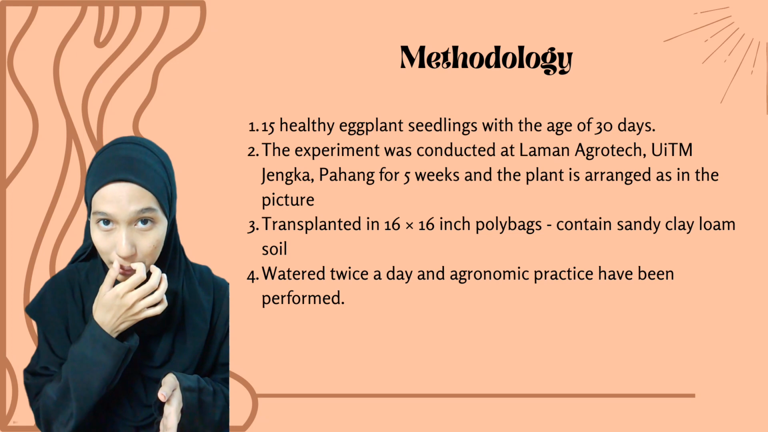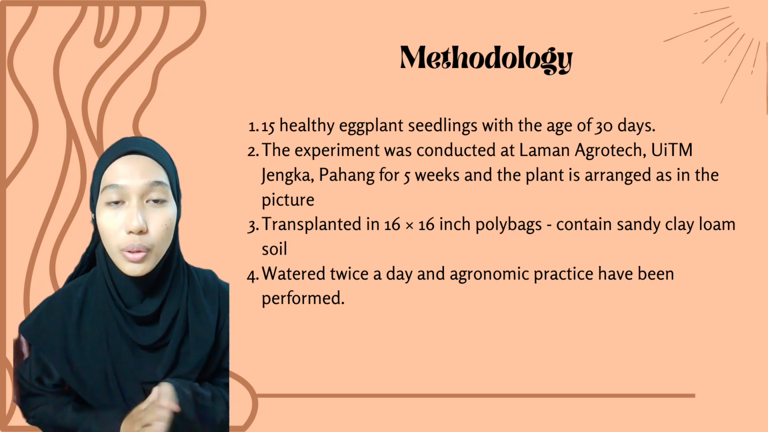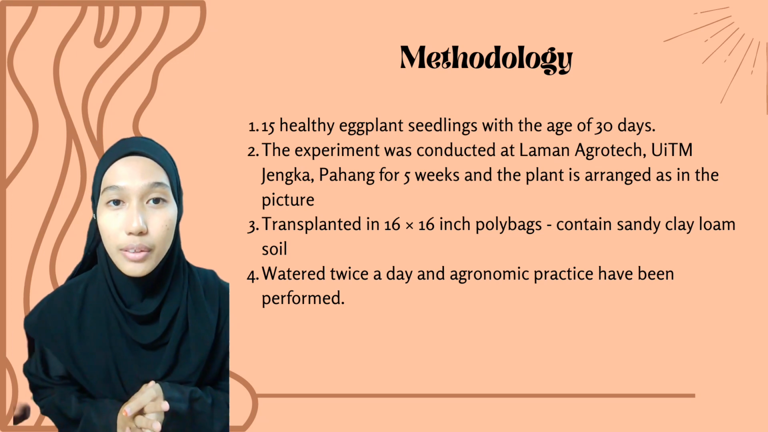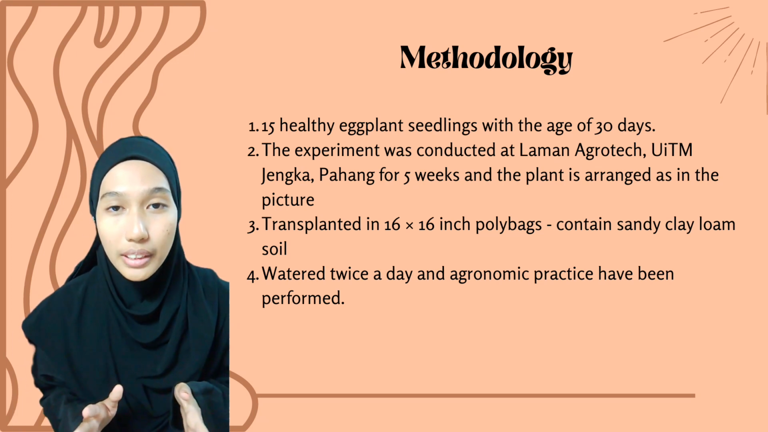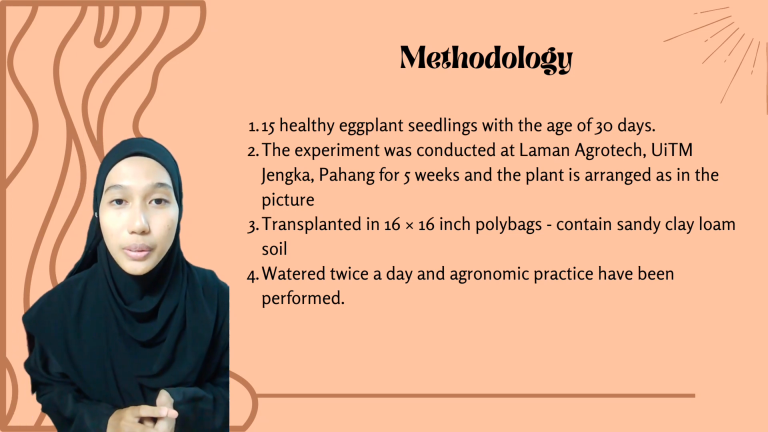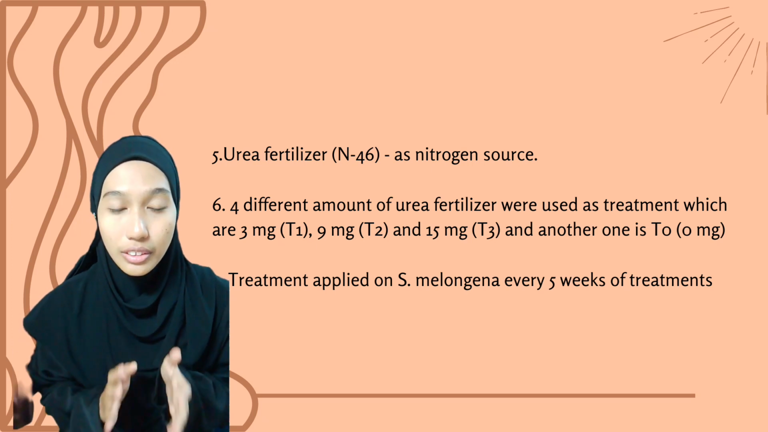16 by 16-inch polybags which contain sandy clay loam soil. Eggplant seedlings were watered twice a day with tap water, and agronomic practices such as pest and disease control were performed. In this study, urea fertilizer was chosen as the nitrogen source.